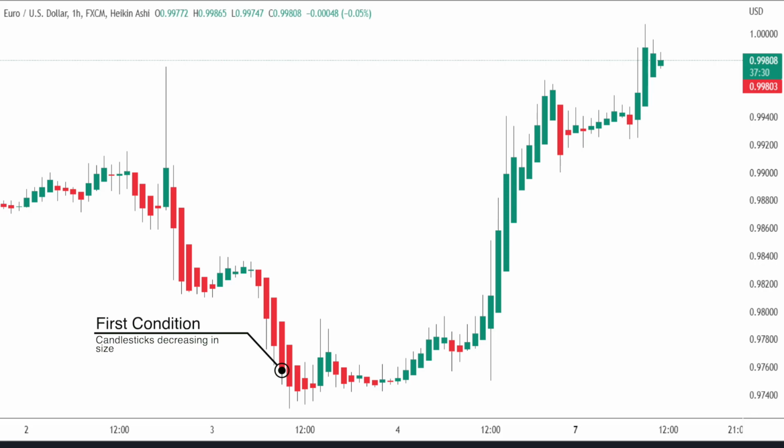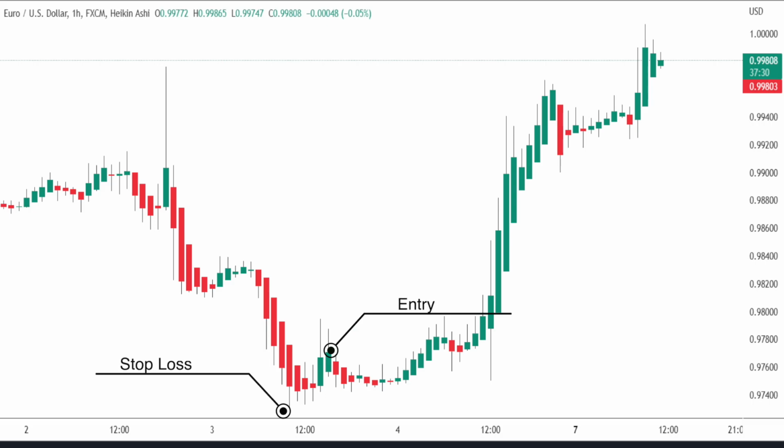For this strategy, we need to follow these 3 conditions. First, the previous candlesticks must be decreasing in size. Second, the green candle should appear with a longer body than the previous red candle. Lastly, the next green candle should be longer with little or no shadow. If you meet the 3 conditions, you can now take your position. Place your entry on the candle close. Drag your stop loss on the previous swing low, then set your target 2 times the risk.